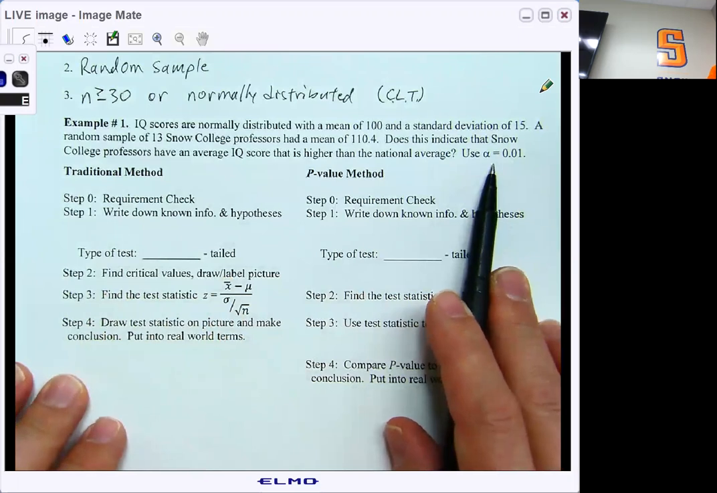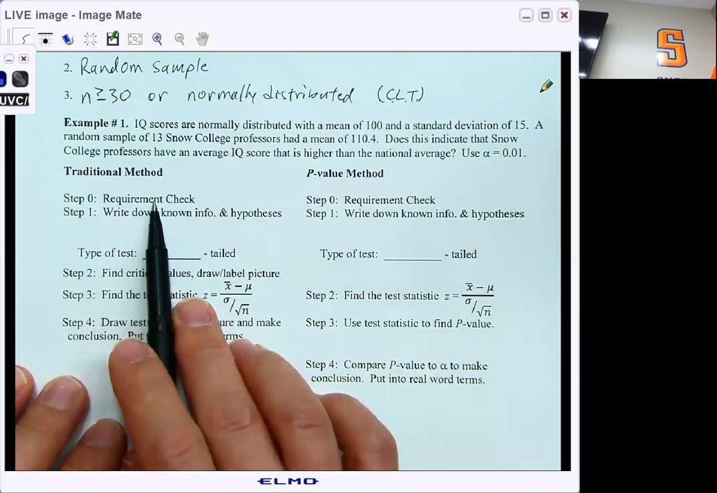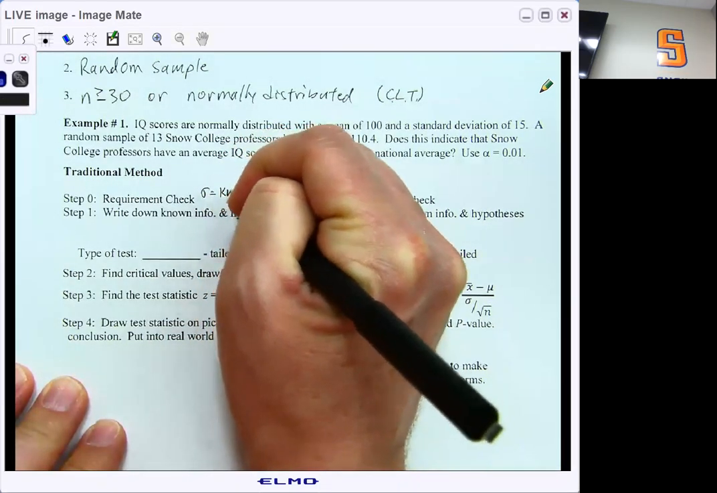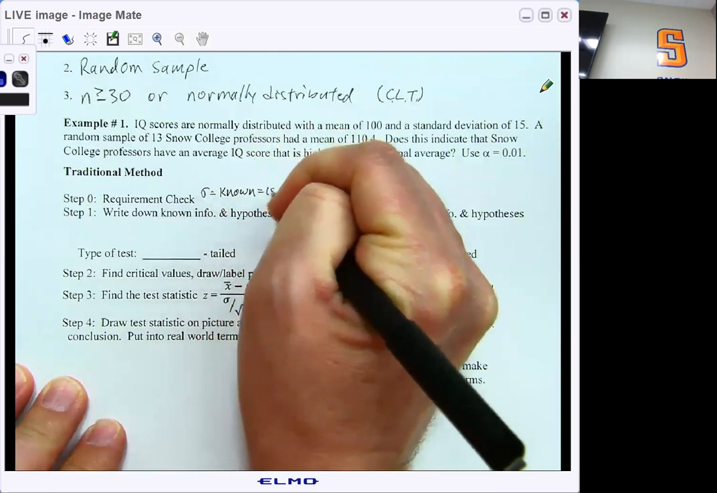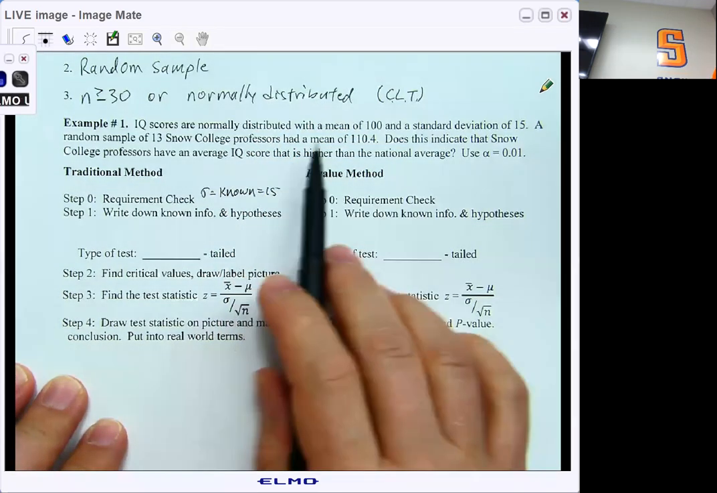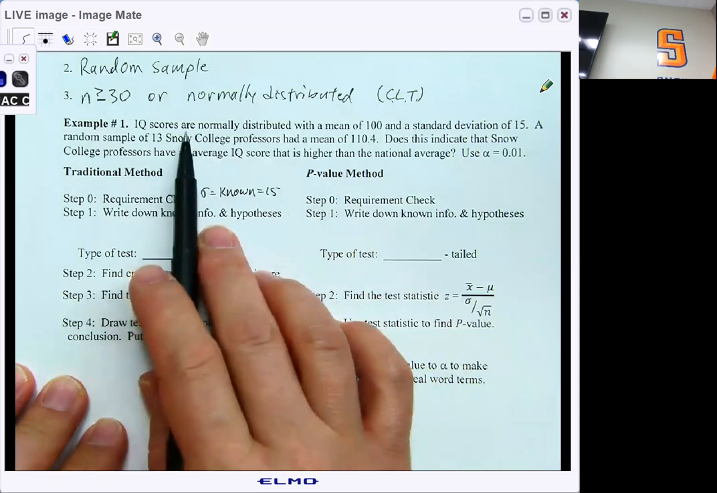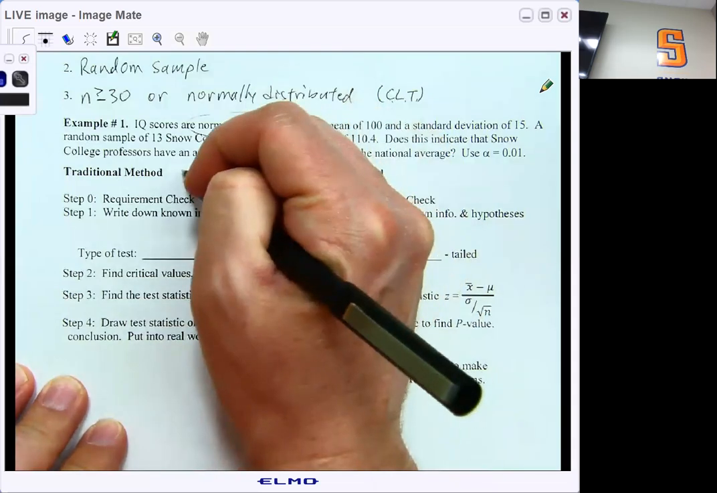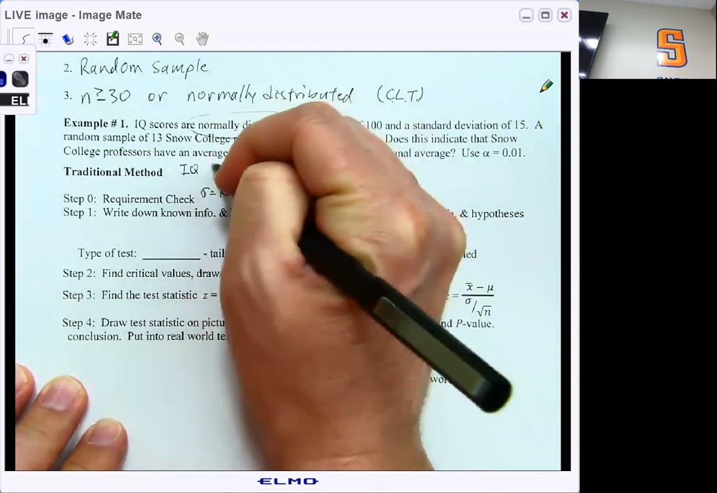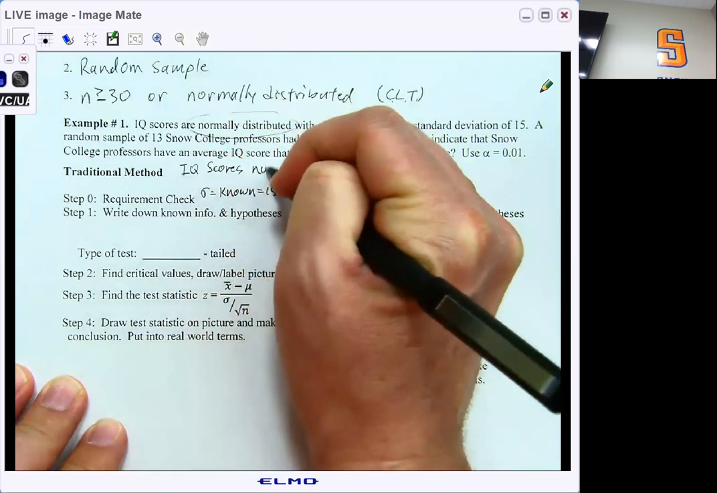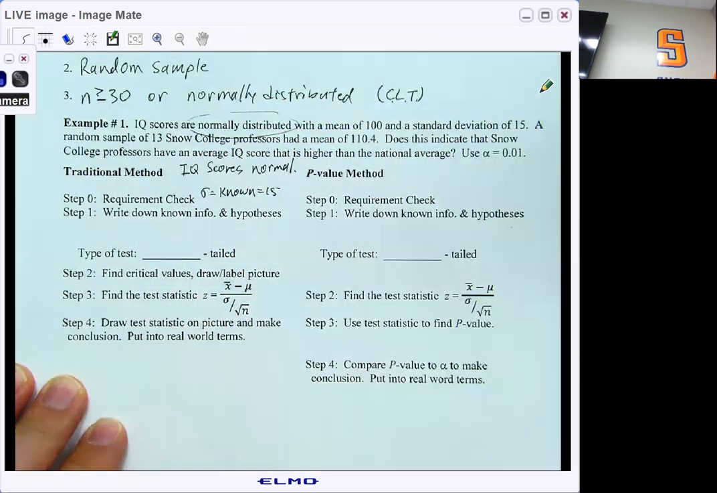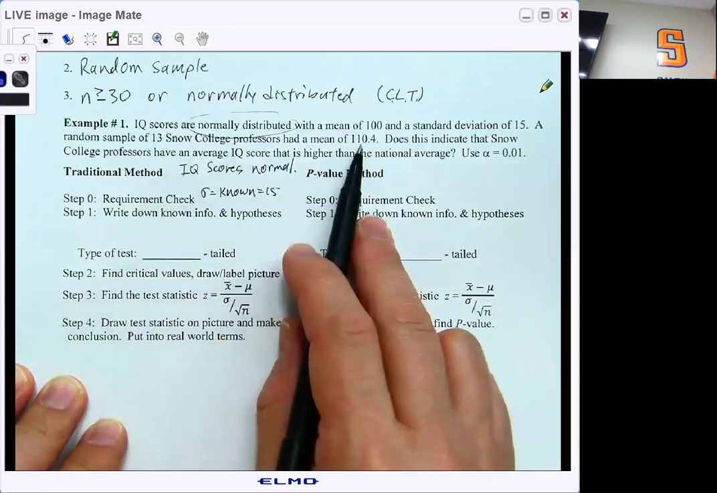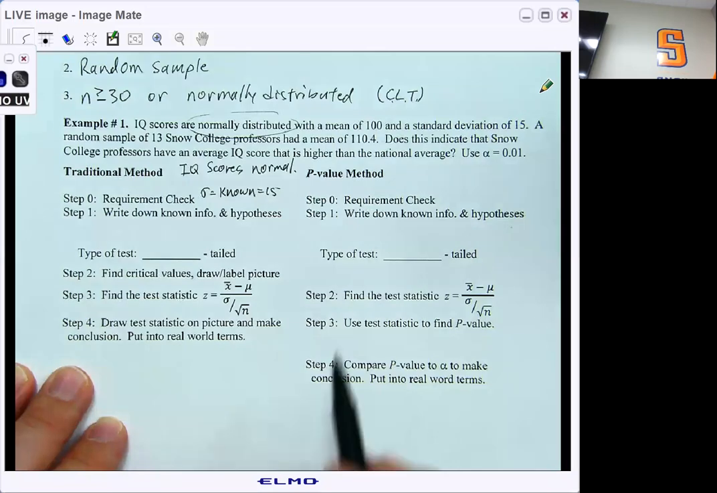So let's go ahead and do our requirement check. Did we know the population standard deviation? Yes, and it was 15. Maybe this is a good time to take a second here and look at what we've got. So let's go back through our problem. Let's notice that we are normally distributed. Okay. We had a mean of 100, but we've also had another mean of 110.4. So we need to make sure we know which is which.